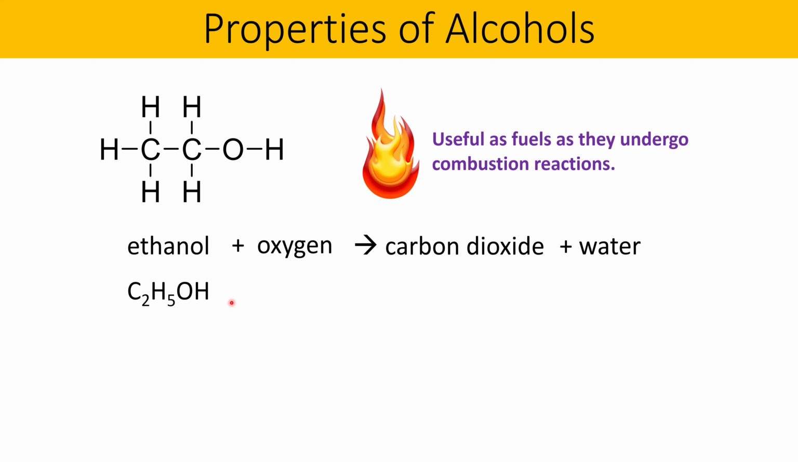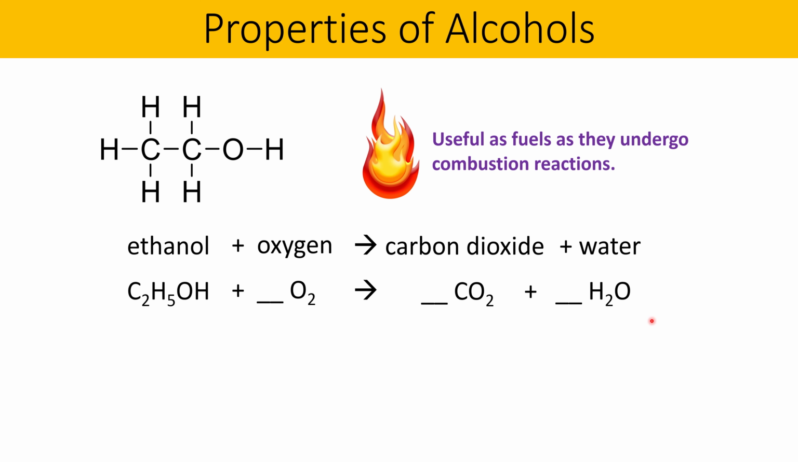The formula of ethanol, as we wrote it earlier, was C2H5OH. The formula of oxygen is always O2. The formula of carbon dioxide is CO2, and the formula of water is, of course, H2O. Now let's try to reapply some of the rules we learned last lesson to balance this equation. Let's start by counting the number of carbons, hydrogens and oxygens on the left-hand side, reactants, and the right-hand side, products of this reaction.